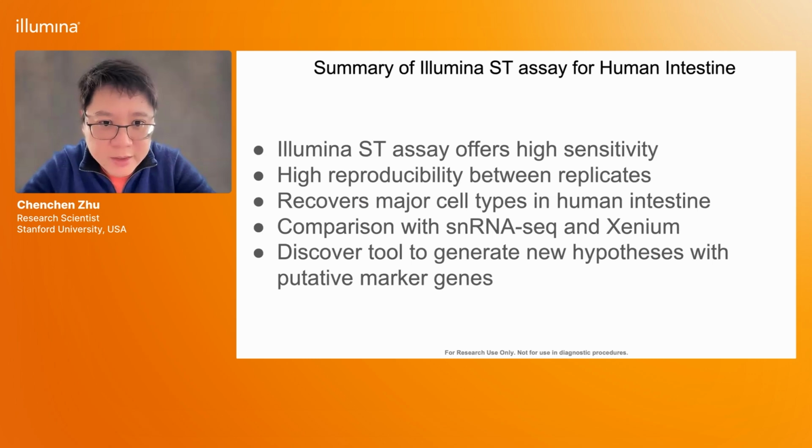And with that, I think I'm at the end of my talk, and here is a brief summary. In our testing of the Illumina assay for the human intestine, it really offers very high sensitivity in terms of the transcripts and genes we could profile. And we were very satisfied with the reproducibility of the assay. And when applying the assay for cell annotation purposes, we could really see all the cell types that we care about for the tissue. We assessed how the assay compares with single-nuclear RNA-seq, and we did a little bit of comparison with the Xenium, which is one of the assays we applied in our tissue mapping center.